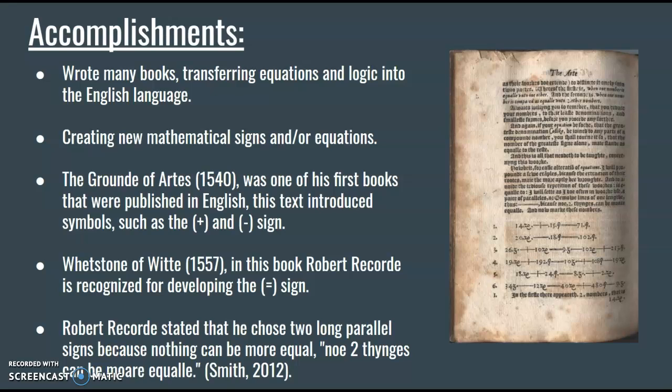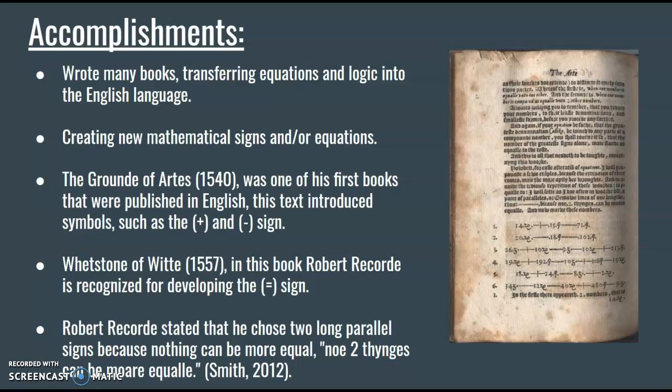Robert Ricordi wrote many books, transferring equations and logic into the English language, as well as creating new mathematical signs and/or equations. In addition, The Grande of Artes was one of his first books that were published in English. This text introduced symbols such as the plus and minus sign.